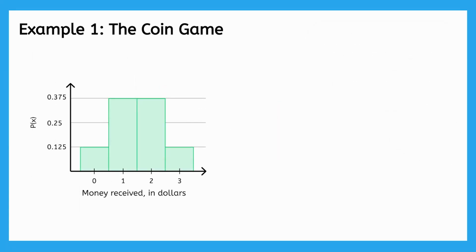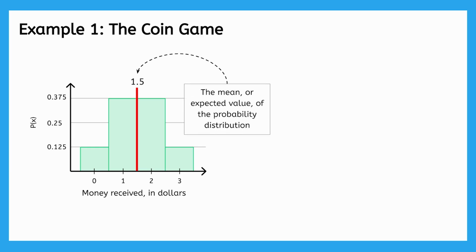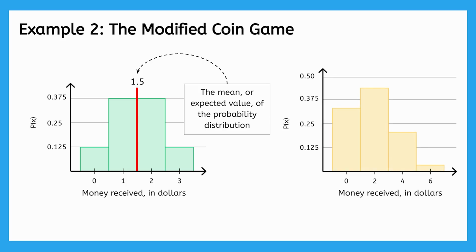How was your intuition about this game? You may have even predicted the exact expected value by looking at the probability distribution in graphical form. Because the distribution is perfectly symmetrical, the mean is directly in the center. What about this distribution representing a modified version of the coin game? What do you think the expected value might be?